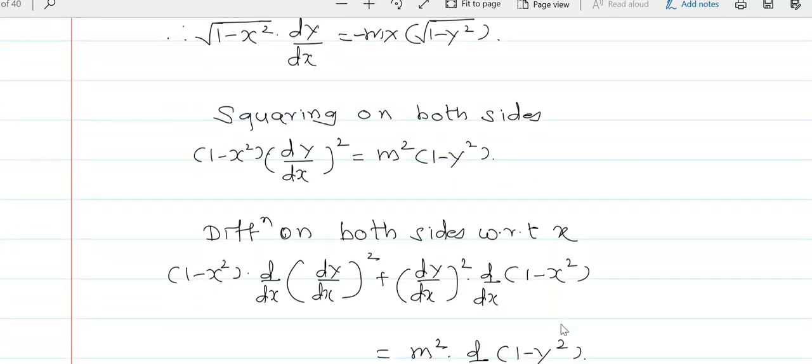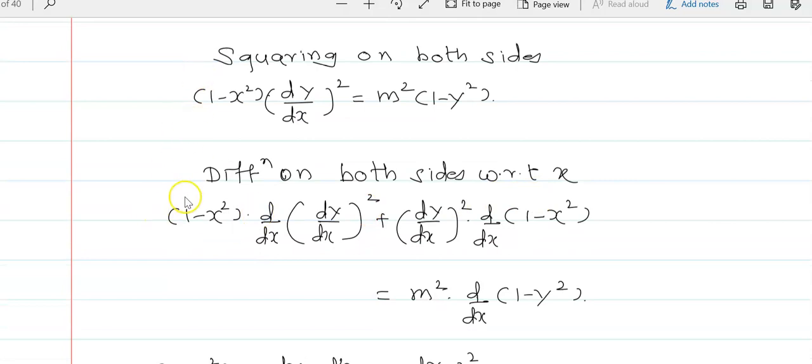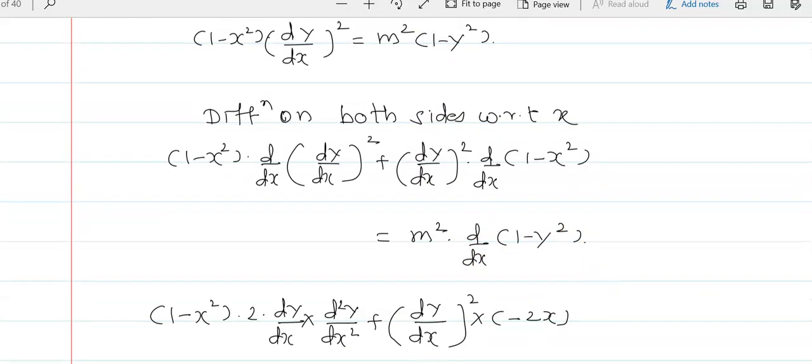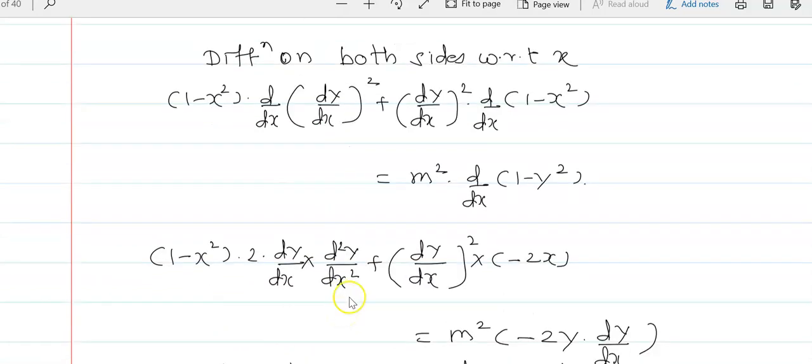After the squaring on both sides, now differentiate it with respect to x. Here apply the product rule: (1 minus x square) into d/dx of (dy/dx) whole square, plus (dy/dx) whole square into d/dx of (1 minus x square), equals m square into the derivative of (1 minus y square). If we differentiate (dy/dx) whole square, its derivative is 2 into dy/dx into d2y/dx square, plus (dy/dx) whole square into the derivative of (1 minus x square), that is 0 minus 2x.